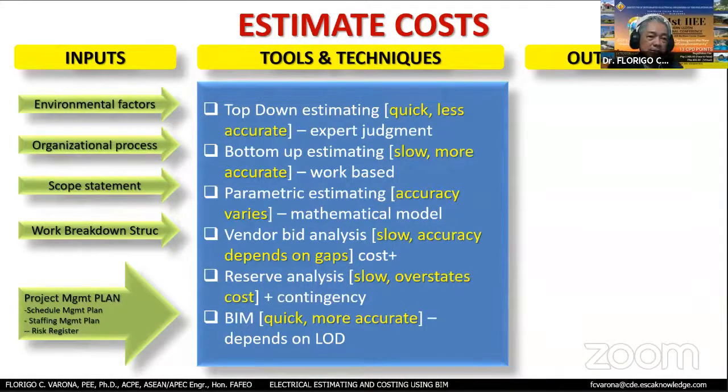The next one is reserve analysis. This is slow, overstated costs, and what you do is you put some contingency. Normally, this is being done if you're not able to really visit the area. You lack the information, and so therefore you don't have any idea at all on that particular scenario, but you need to really come up with the estimate. So this is being done with some reservation, and you put some contingency cost.